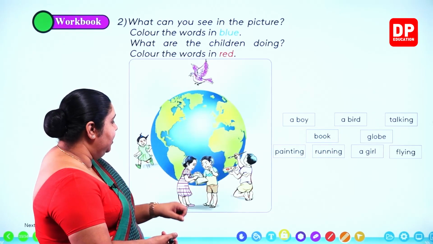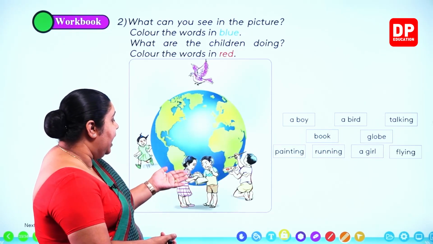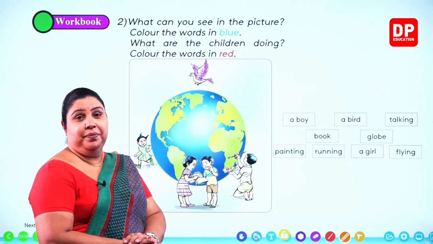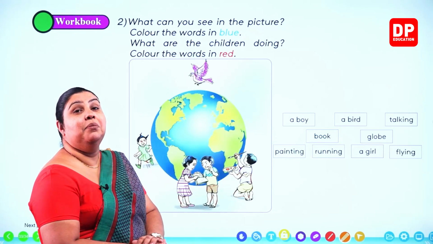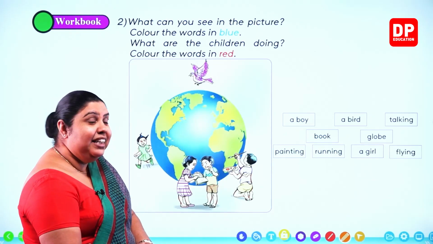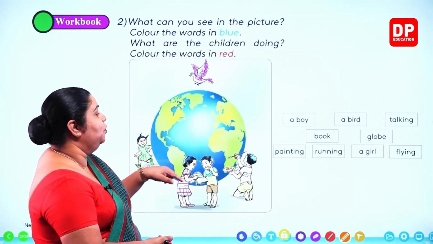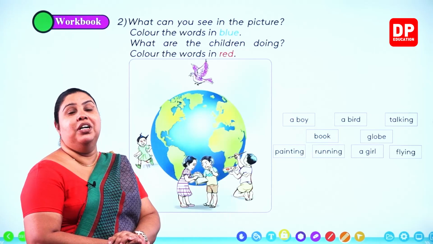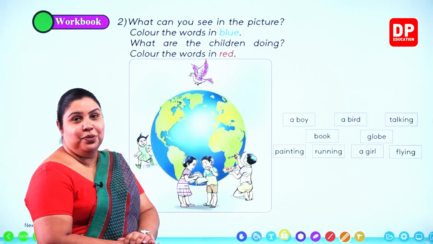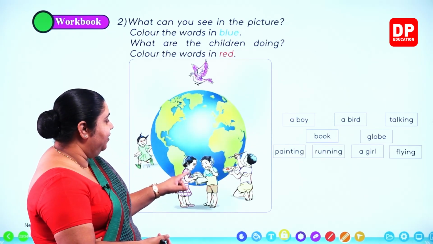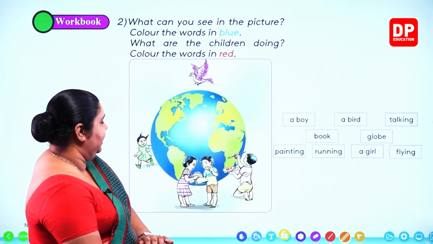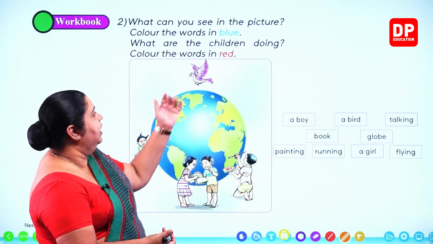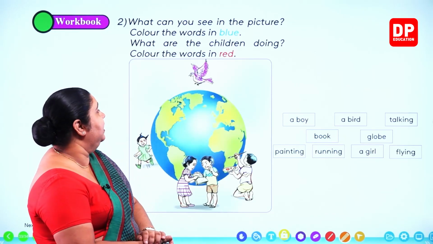Then 2 other children, a girl and a boy, they are learning about the world, looking at a book and learning about the world. Then another little girl, she wants to go right round the world. She is running. Can you see? They are looking, they are reading, she is running, and this boy is painting. Okay? Then the bird is flying above the earth.